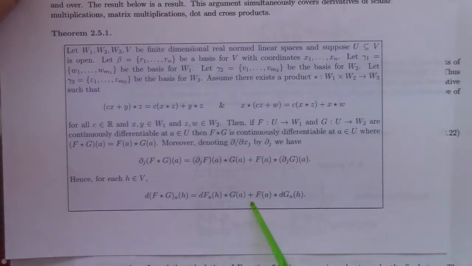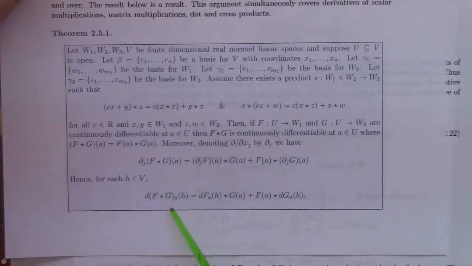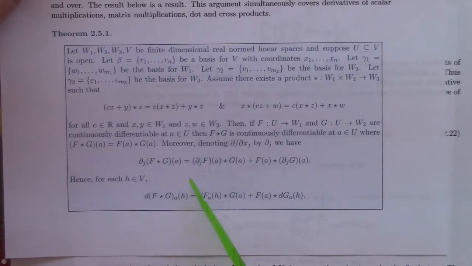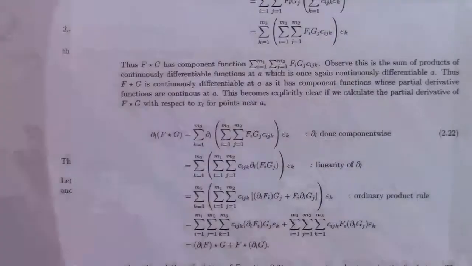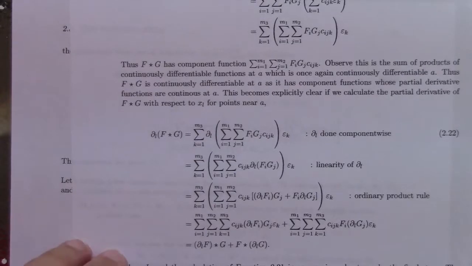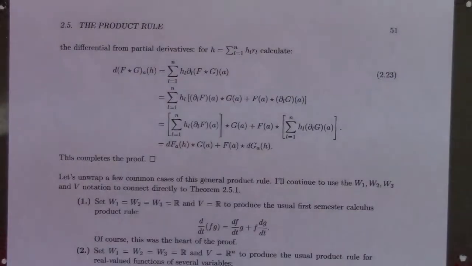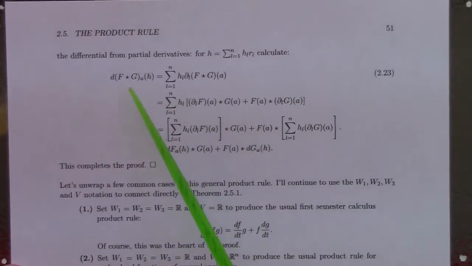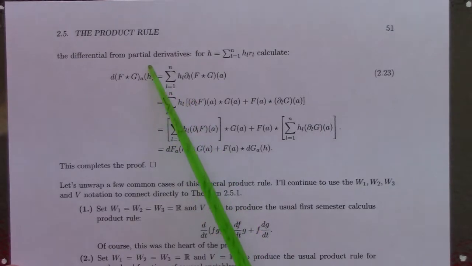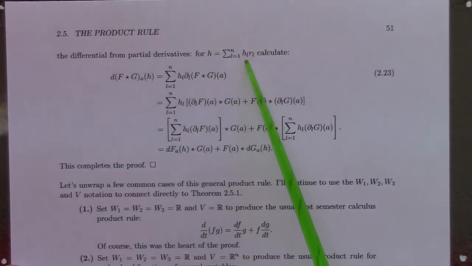And then once you have this, you can use the usual connection between partial derivatives and differentials to build that formula. Maybe I do that on the next page. I don't know. Let me see here. Oh yeah, there it is. Finally, we can construct the differential. So here's the gory details. d(f star g) of h. Now here h is the sum over L of h sub L, r sub L. Use linearity.